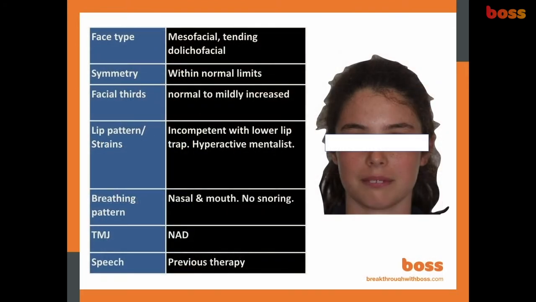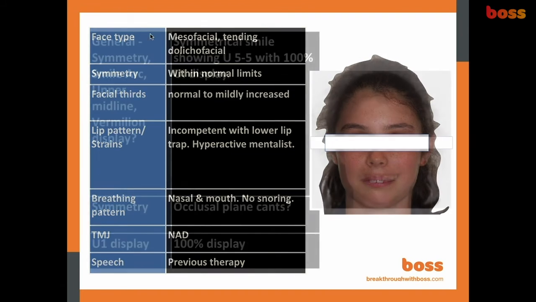So when we look at her face, we say she's mesofacial. She's kind of tending a little bit dolichofacial because she has an open mouth posture, but her symmetry was within normal limits. We can see her facial thirds mildly increased, maybe almost normal. And her lip pattern, she definitely has a hyperactive mentalis and a breathing pattern. So there's nasal and mouth breathing, and TMJ was none, previous therapy was none.